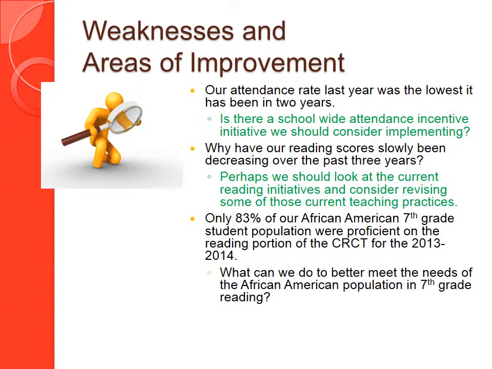And finally, one of the areas of improvement or a weakness of ours is that only 83% of our African American 7th grade student population were proficient or higher on the reading portion of the CRCT for the 2013-2014 school year. The question here is, what can we do to better meet the needs of the African American population in 7th grade reading? These 3 highlighted areas are the 3 focal points that we're going to focus on for the task.